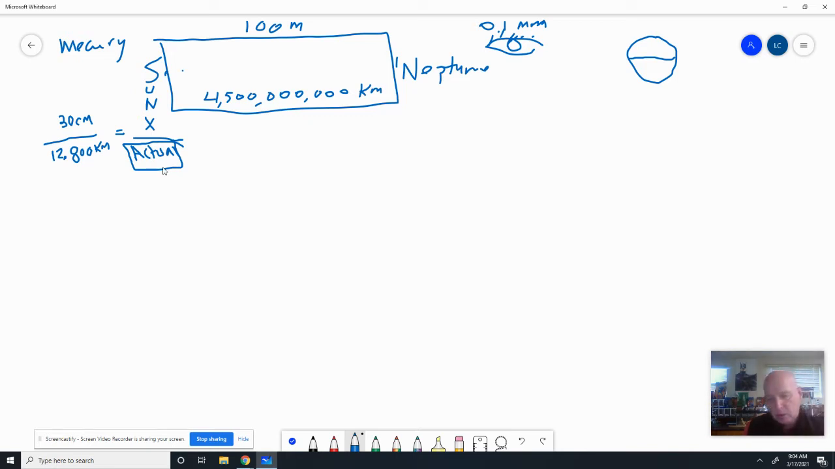Because we're setting these two equal, we can cross multiply them. This is proportions, all right? So if I cross multiply this, then I get 30 times your actual diameter equals 12,800 times X.